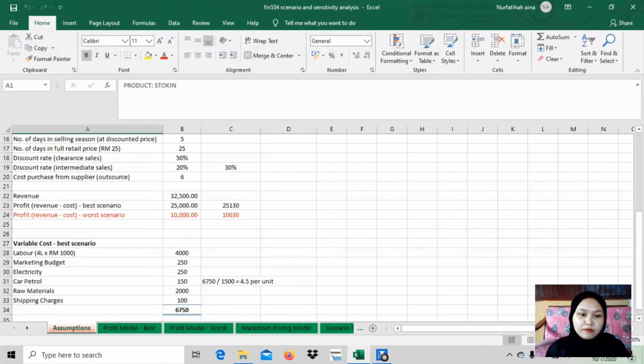Meanwhile, for the profit in the best scenario, I assume I will get 25,000 every month, and for the worst scenario, I assume I will get 10,000 ringgit every month.